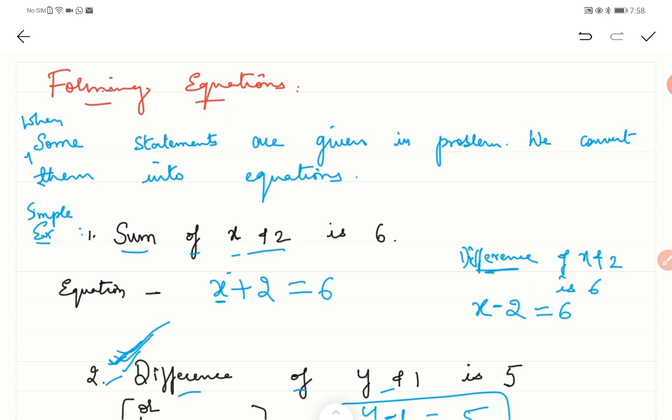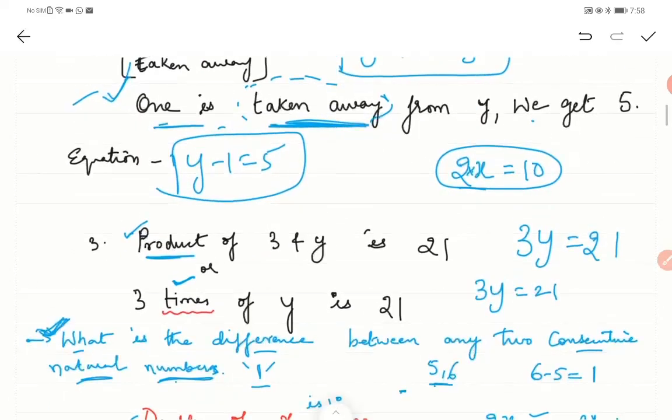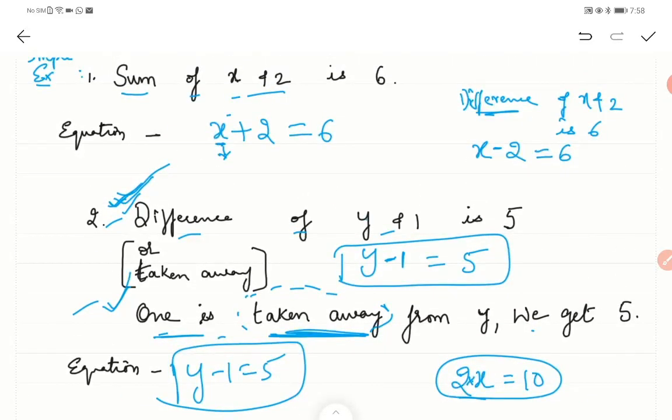In the next video, we will try to solve and get the value of x. In today's video I just explained what an equation is and how you convert a given statement or question into an equation. So it was just an introduction class. I hope you understood this.